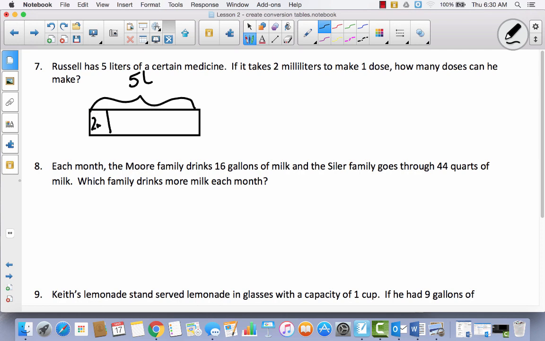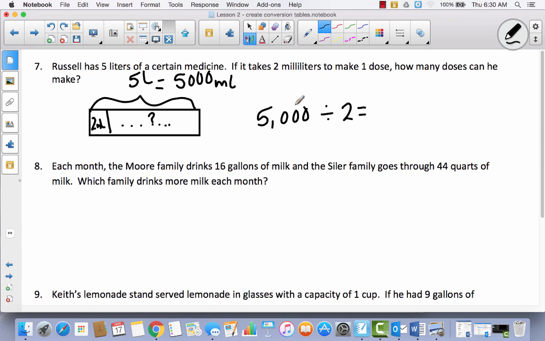I don't know how many 2s I can make. So if you remember, we can do this. This means I'm trying to figure out how many 2 milliliters there are in 5 liters. Well, I know that 5 liters is equal to how many milliliters? 5,000 milliliters, right? So if I've got 5,000 milliliters and I want to put it into equal groups of 2, that's division. So I'm going to take 5,000 and divide it by 2.